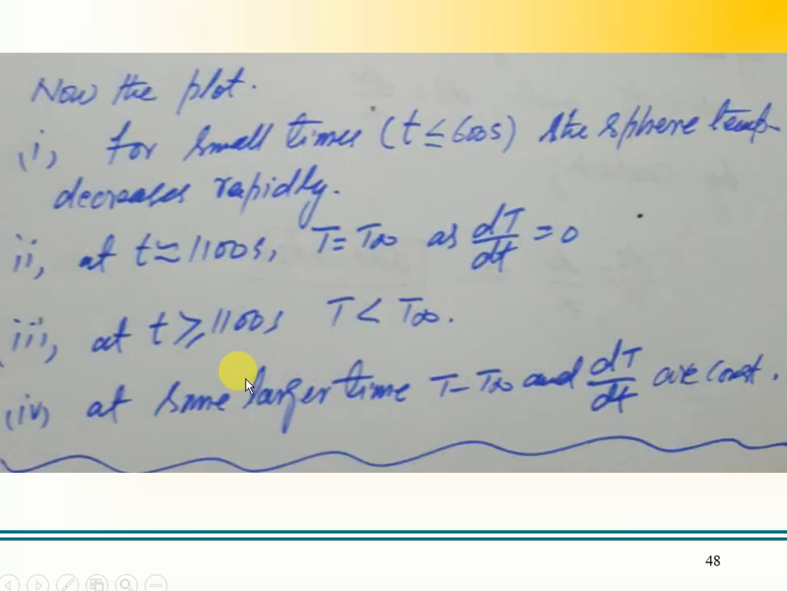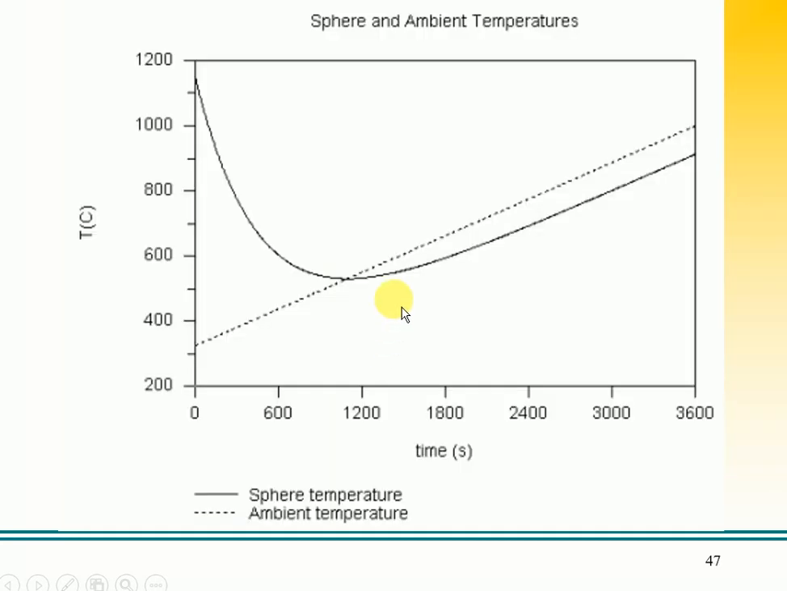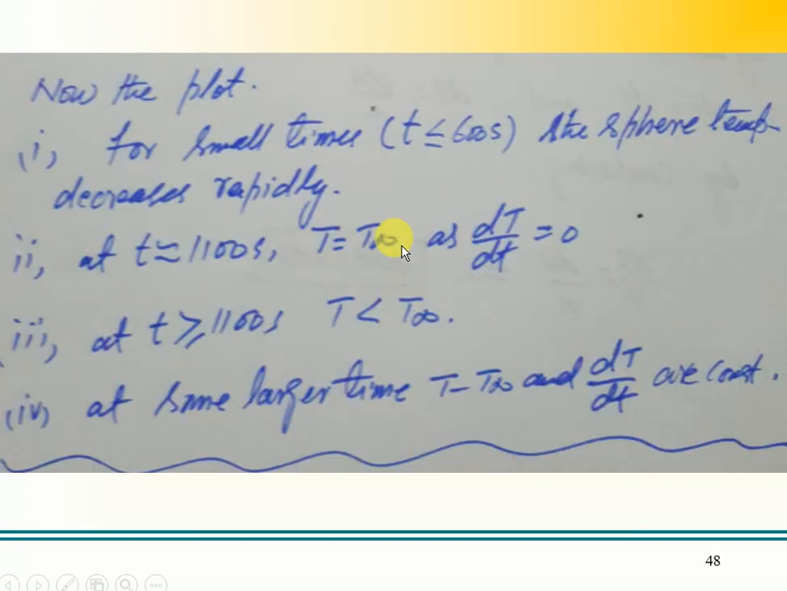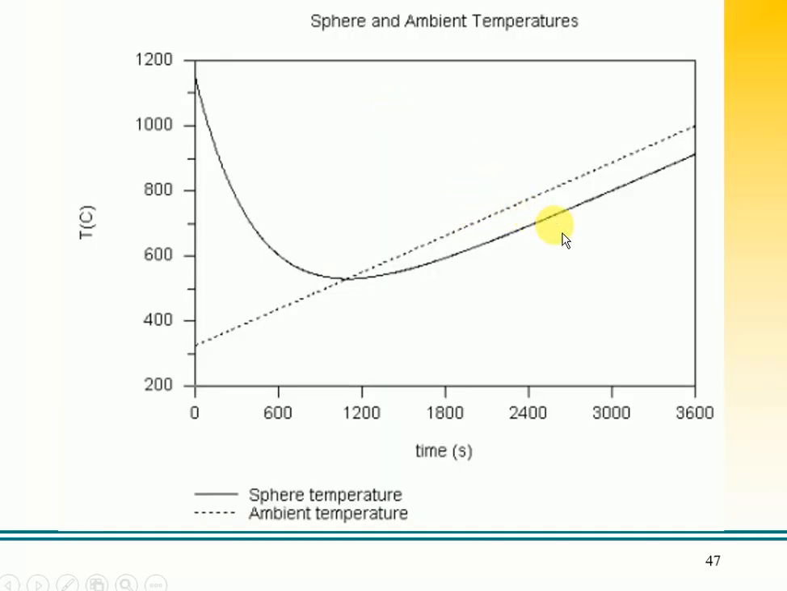And similarly, if you see, at t greater than 1100, the temperature of the sphere becomes lower as compared to the environment. And for a large time, T minus T infinity and dT by dt are almost constant. Now they are becoming almost parallel to each other.